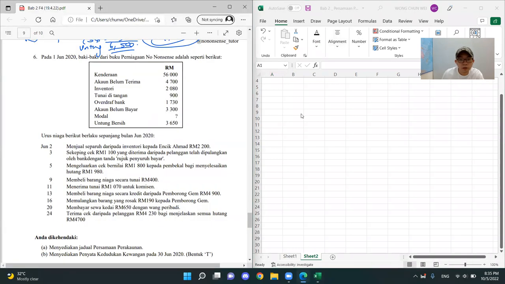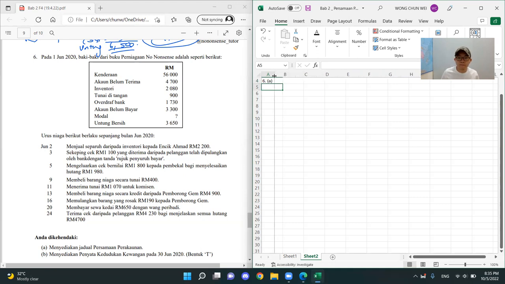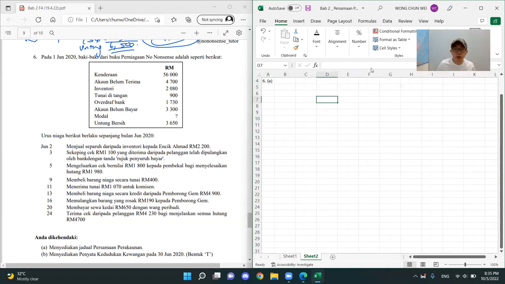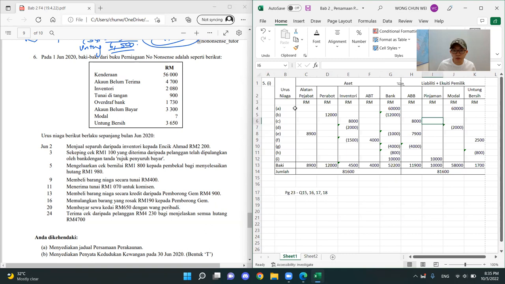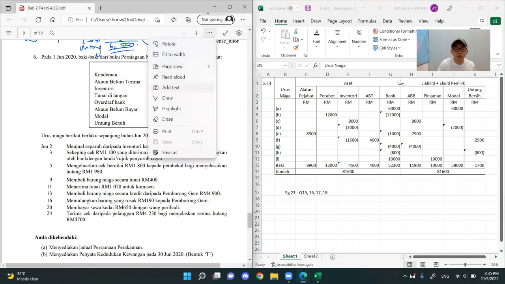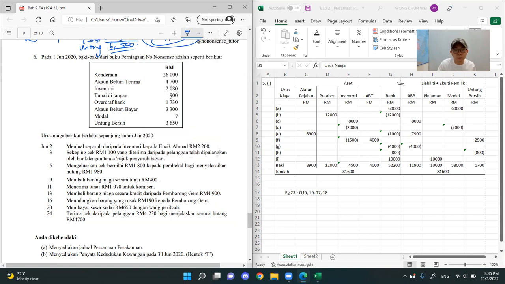Okay, so this is question 6A. So this is your jadwal persamaan perakaunan. For your jadwal persamaan perakaunan, how would it be like? So you start with your urus niaga. But for this question, they don't give you the A, B, C, D or the Romans 1, 2, 3, 4, 5, 6. For this one, they give you upper, they give you tarik.